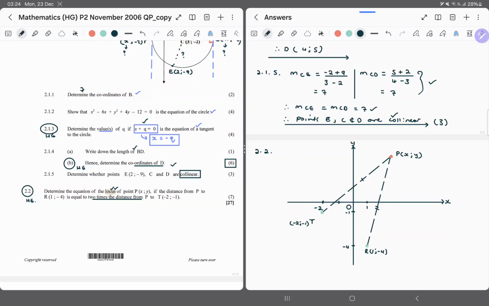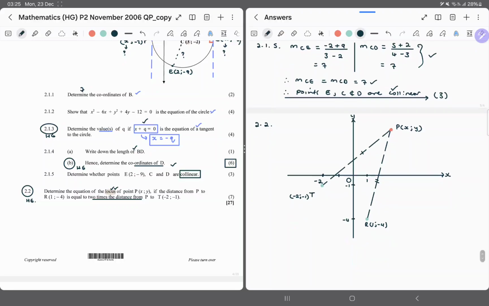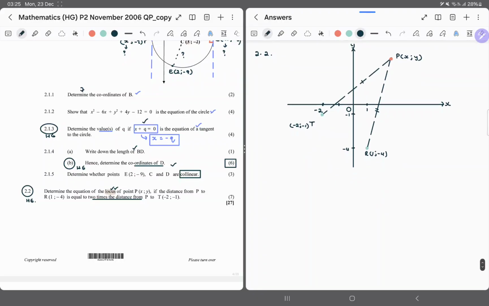So obviously, guys, this is the distance formula. We just solve simultaneously and get the equation. Not a big deal. We don't need to suffer. There's nothing to try here. Just use the distance formula.